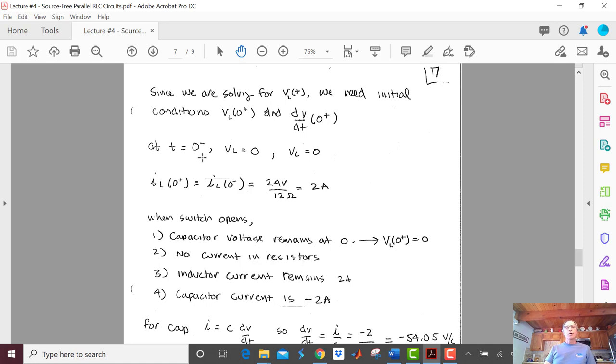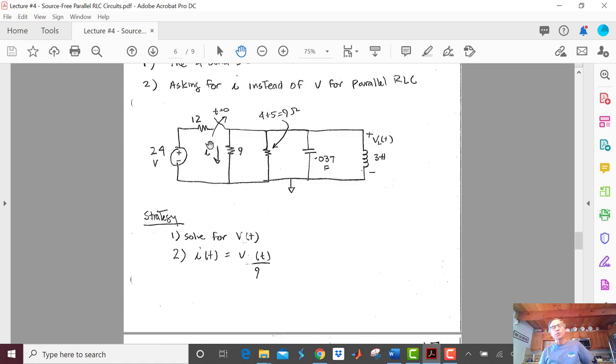At t equals 0-, the voltage across the inductor and therefore the voltage across the capacitor is 0. Let's look. At t equals 0-, the rule that I'm going to pull out of my bag says no voltage across the inductor. So that means this whole thing's sitting at 0 volts. Switch is closed. Since this is at 0 volts, I got no current in the resistors. I know I got no current in the capacitor because that's one of our rules. So all that current has to be going through the inductor. How much current?